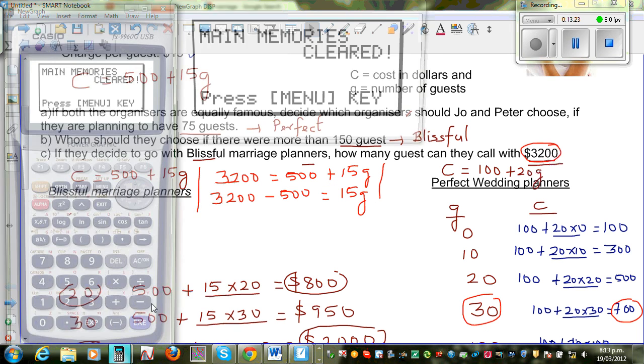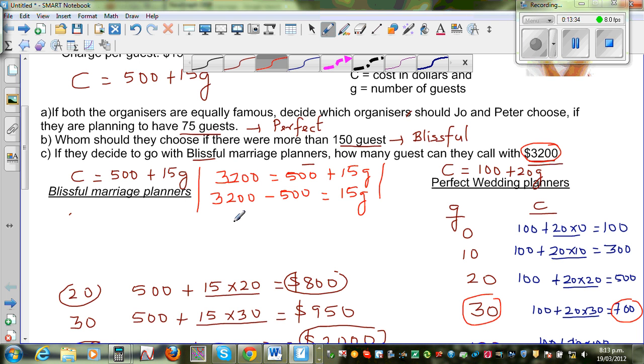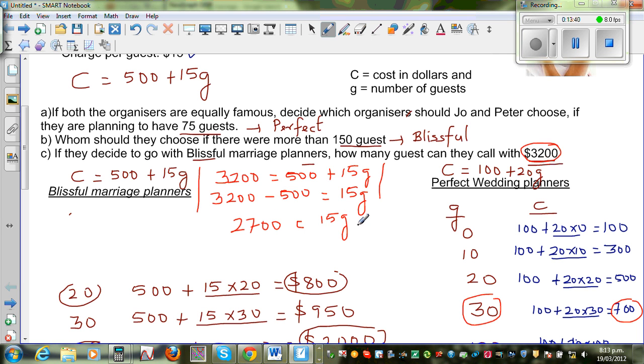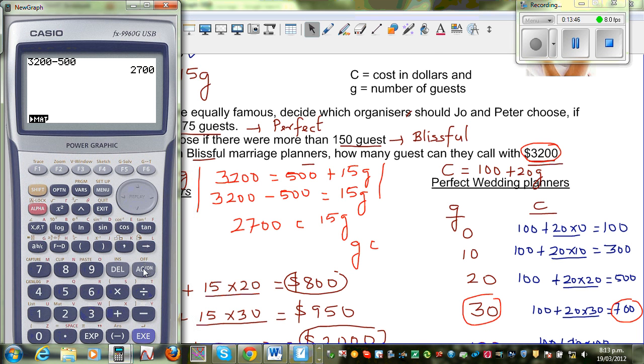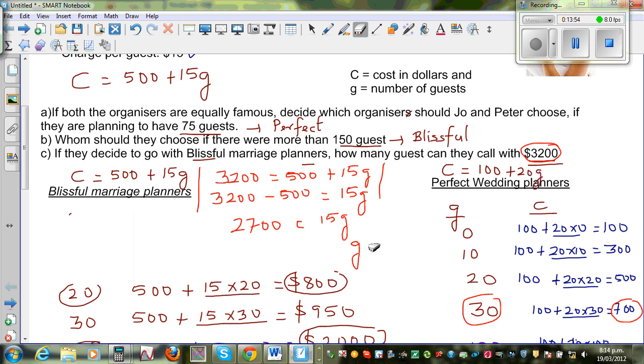Let me get my calculator so that I don't make mistakes. So this is 3,200 minus 500. That is 2,700. So you can say 2,700 is equal to 15G. Now I'm going to divide both sides by 15. So G is 2,700 divided by 15, which will give you the number of guests. So they can invite 180 guests if they can afford to spend $3,200 on their marriage.